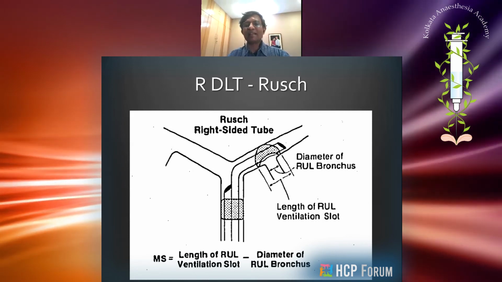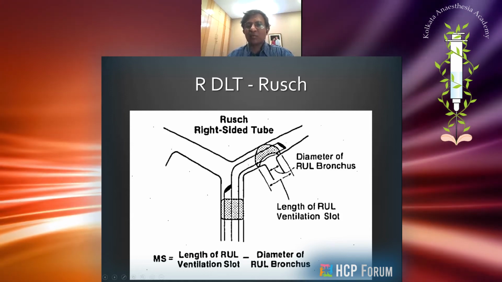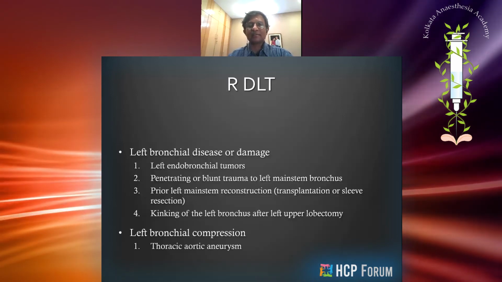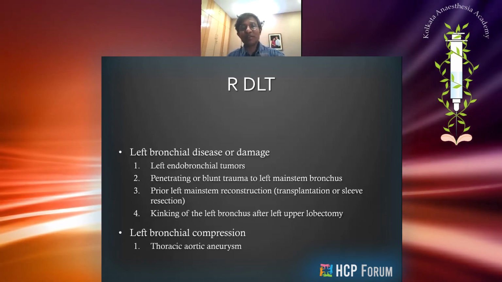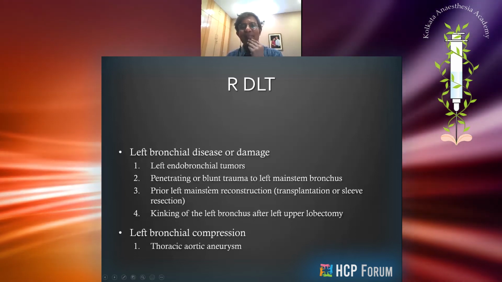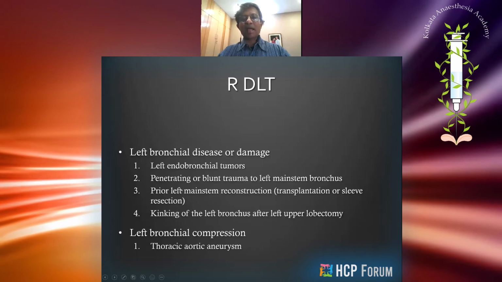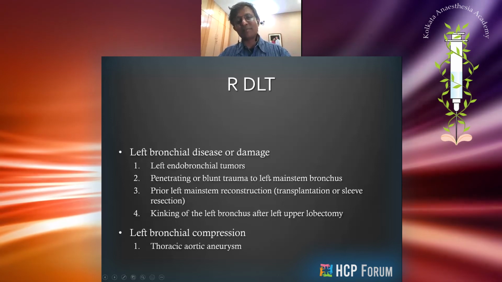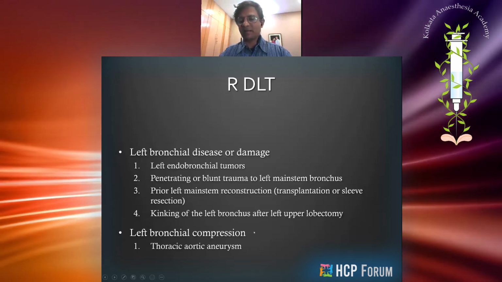It is only with the Rusch tube that you can have a greater margin of safety, but placing it is only possible in very expert hands under good fiber optic guidance. The only reason you would possibly put in a right double lumen tube is when you have left endobronchial tumors. This is again a question which can be asked at any point of time. Or a penetrating or blunt trauma to the left mainstem bronchus, where obviously you can't put one in there, or a prior left mainstem reconstruction, or kinking of the left bronchus after a left upper lobectomy. So there are very few reasons why you will be forced to put in a right double lumen tube.